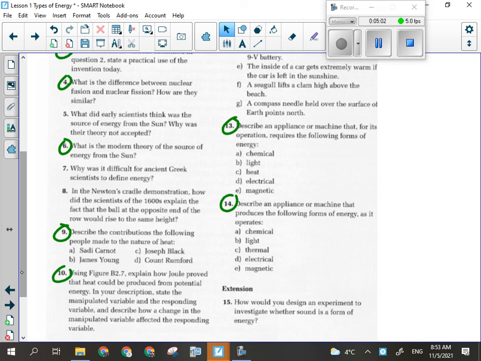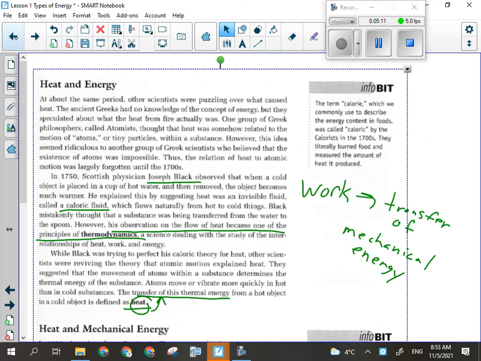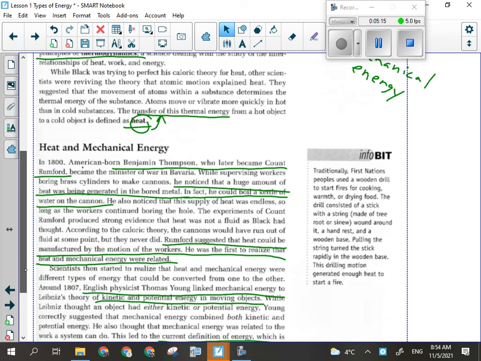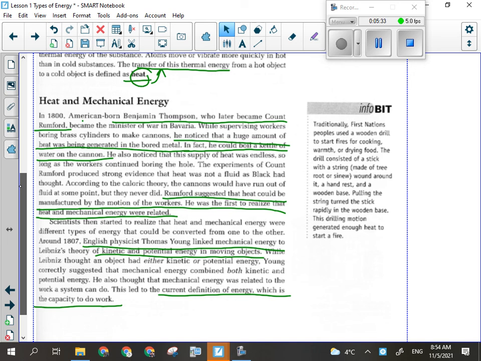What about Young? Right here, Thomas Young linked mechanical energy to this idea of kinetic and potential energy in moving objects. He defined energy as the ability to do work. That was Young's contribution. I think Black is the next one, right?